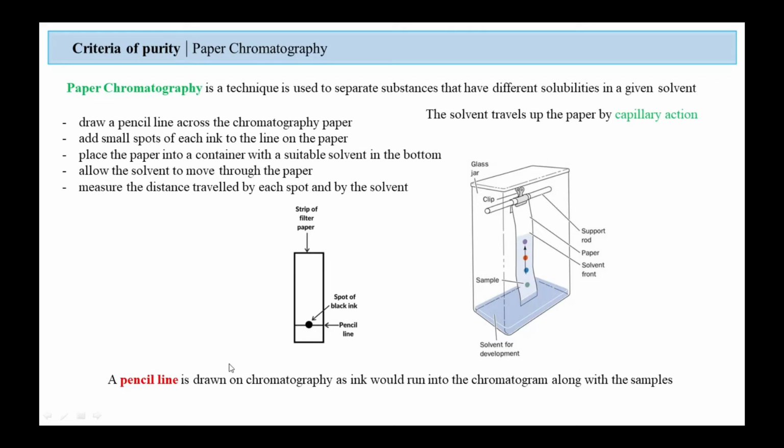Actually, before doing this, we draw a pencil line on the chromatography paper, because ink would run up the chromatogram along with the samples, and we don't want that to happen. After drawing the line in pencil and putting a spot of the black ink, we dip our chromatography paper in a glass jar containing a solvent. The solvent then travels up the paper by capillary action. We can see the separation of the different components of the black ink, which means we can find out what different inks were used to form our black ink, and we can see different spots at different levels.